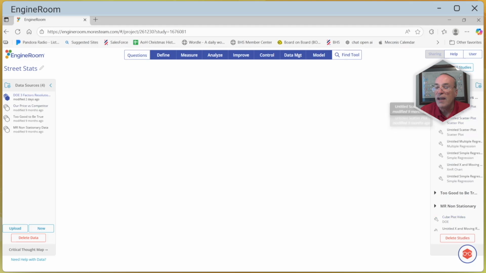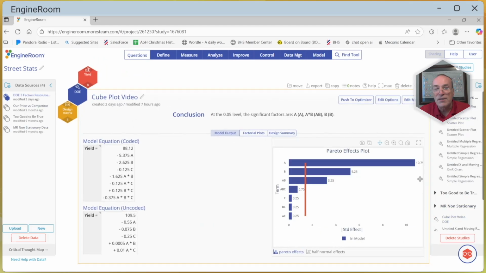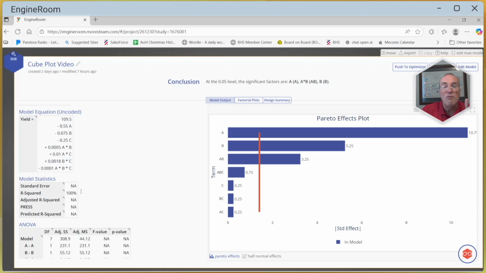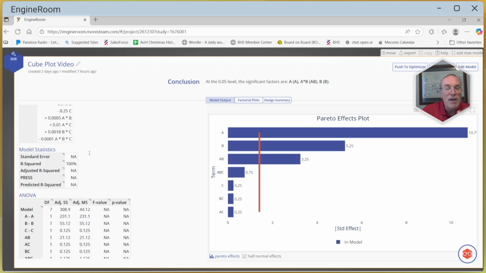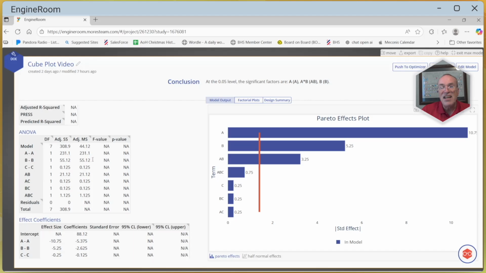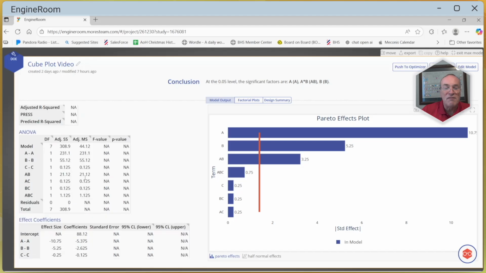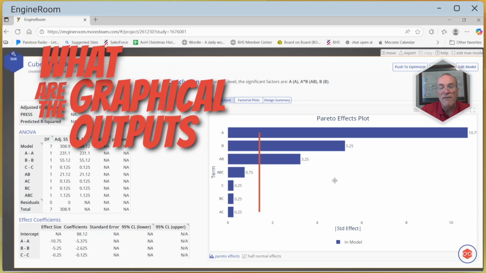So we're going to close that out. I've already run the analysis. And so when we first run the analysis, we get a model, and there's different coded and uncoded. If you know what that means, great. If you don't, uncoded is the intuitive one. You just stick in whatever levels and you get the answers. And there's some model statistics, and because the interaction ABC is not pooled in, it appears to be 100% R squared. Don't worry about that. What we're more concerned about is what are the graphical outputs.